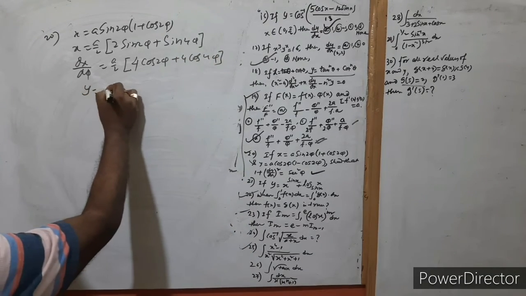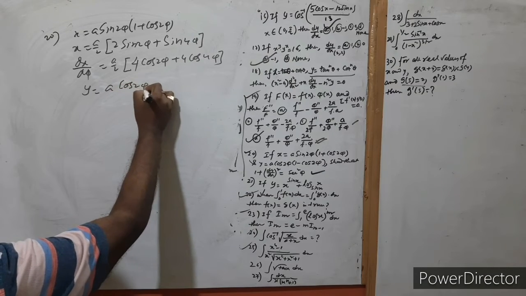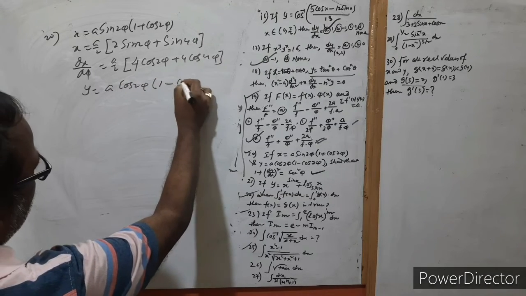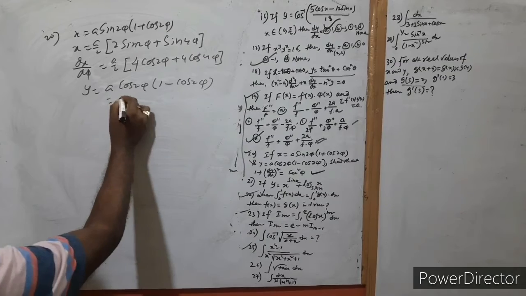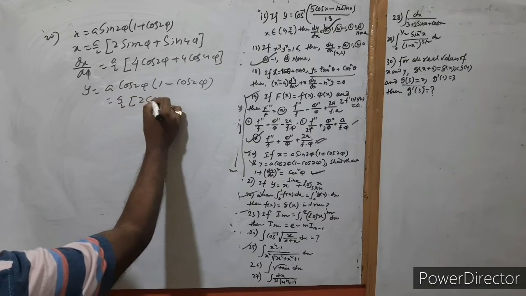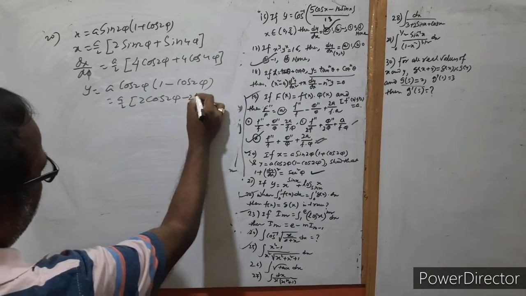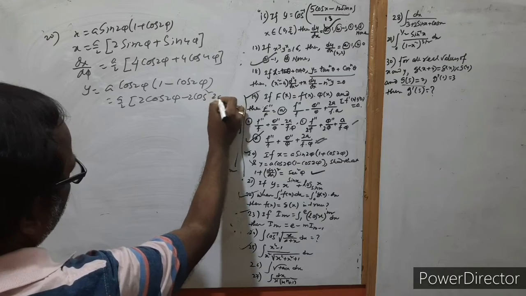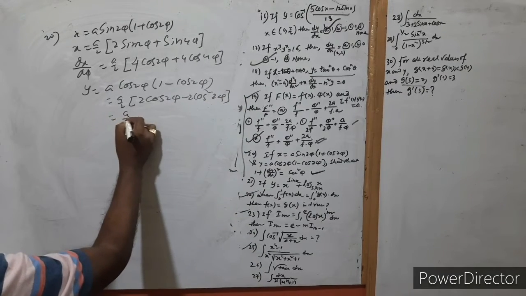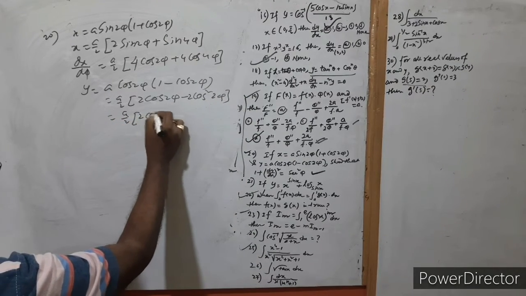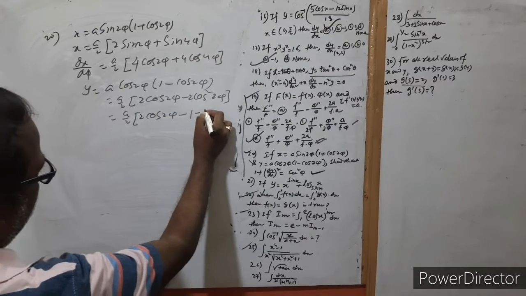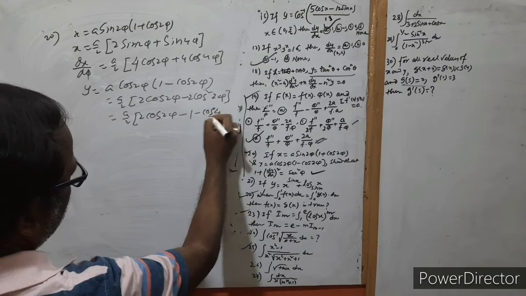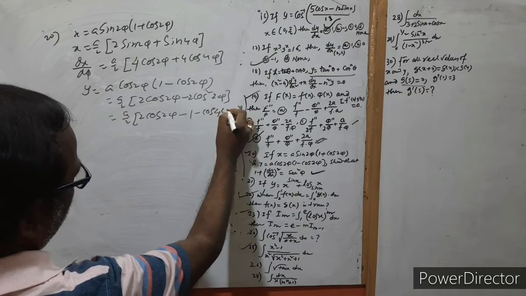And now y is equal to a into cos 2 phi into 1 minus cos 2 phi, which is a by 2 times 2 cos 2 phi minus 2 cos squared 2 phi. So this is a by 2 times 2 cos 2 phi minus 1 minus cos 4 phi.